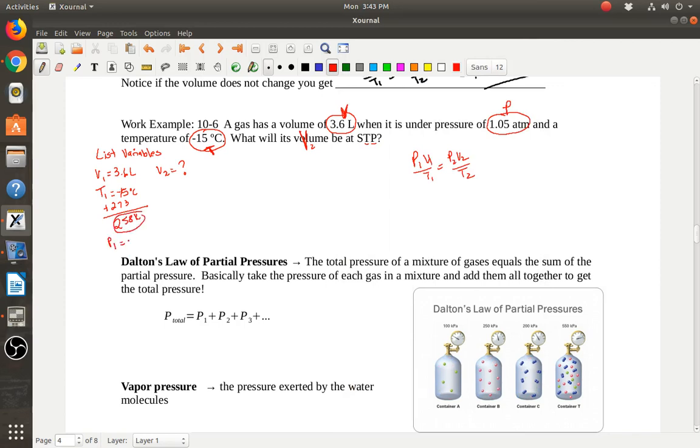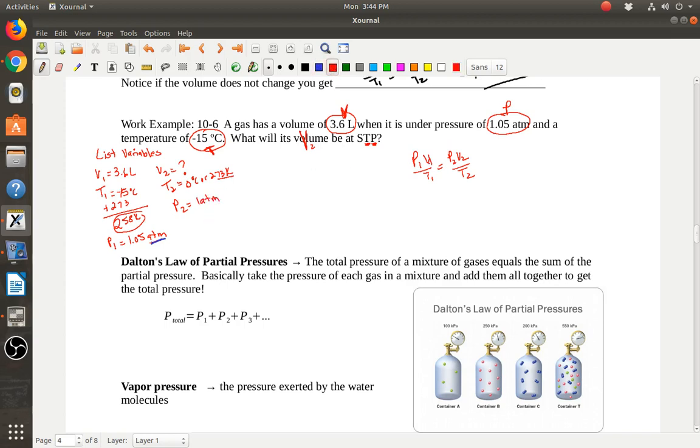And P1 is 1.05 atmospheres. V2 is the question. T2, well, that's the standard temperature. What's standard temperature? 0 degrees Celsius, or 273 kelvins. And then standard pressure is the second pressure. Standard pressure is 1 atm, or anything that's equal to 1 atm. Well, this was in atmospheres here, and I want our pressure units to match, so I do need to use 1 atm.